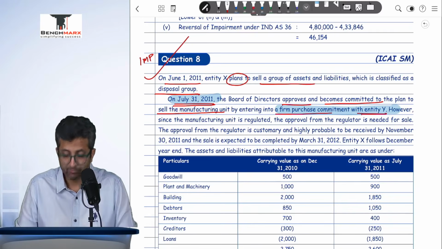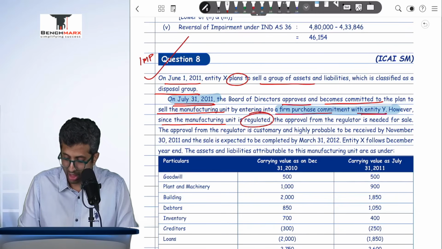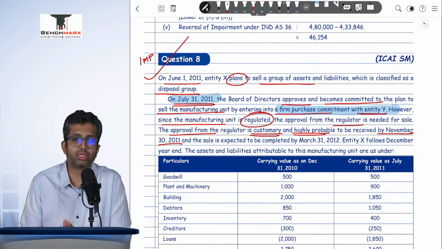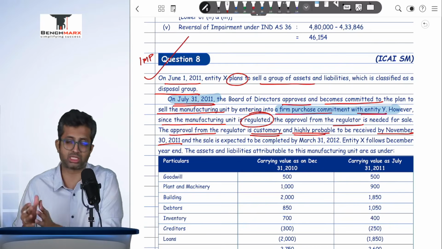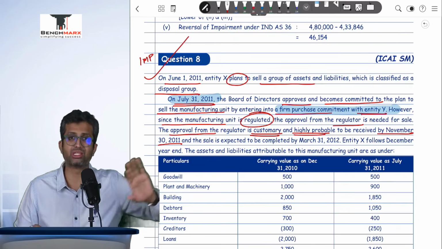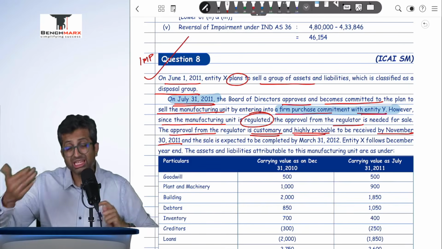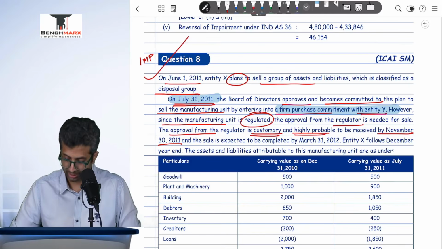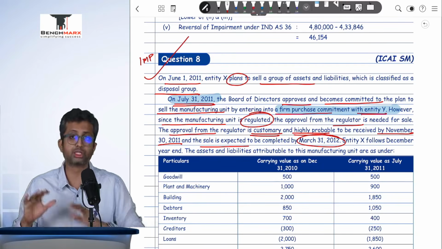Fourth, you have to see whether the sale is likely to be completed within 12 months. However, since a manufacturing unit is regulated, the approval from the regulator is needed. The approval from the regulator is customary and is highly probable to be received by 30th November. So should I wait till 30th November to classify it as held for sale? No. Why? Because the delay from 31st July to 30th November is customary, it is legal, and hence as per the exceptions it can be ignored. The asset can be considered to be available for immediate sale from 31st July onwards, irrespective of that delay due to the regulator. And the sale is expected to be completed by 31st March 12. So from 31st July, this is within 12 months. This is hardly around 8-9 months, and hence this is within 12 months.